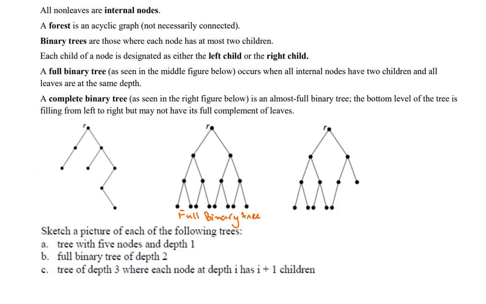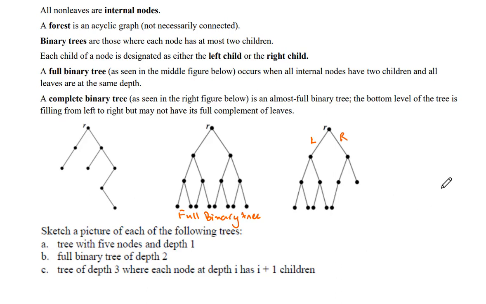These are very important structures in a data structure course. As you can see, this is the left and right child. A complete binary tree, as seen in the right figure below, is an almost full binary tree. The bottom level of the tree is filled from left to right. So this is a complete binary tree.